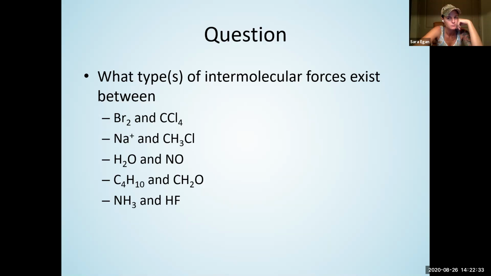Dispersion. Yeah, dispersion intermolecular forces. So in this case, Br2 has no polar bonds, and CCl4, as we've talked about, has polar bonds, but they're symmetrical. So neither of these have dipole-dipole interactions. There's definitely not any hydrogen bonding. There are no ions, so there's no ion-dipole. So it's just dispersion intermolecular forces that exist between Br2 and CCl4. And what about Na+ and CH3Cl?